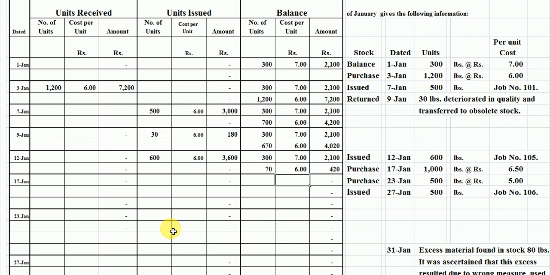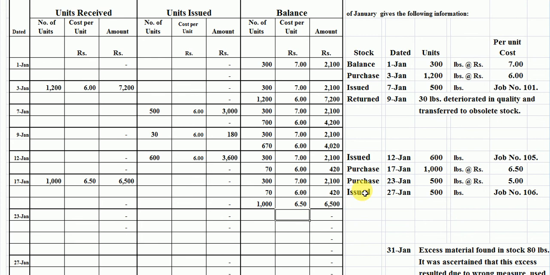Now purchase on 17 Jan: 1000 pounds at the rate of 6.5 here. 1000 pounds of materials, the rate is 6.5 here. Now we again record our inventory here. 300 at 7 per pound, 70 at 6 per pound, and 1000 current purchases. The rate is 6.5 here. This is again our inventory card which is existing in our storeroom.